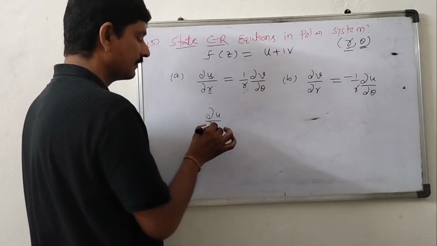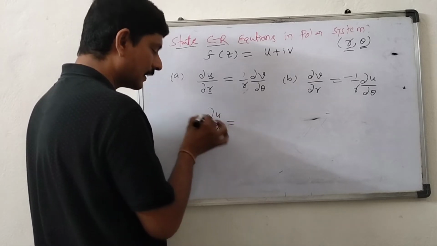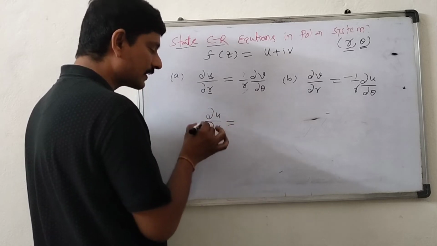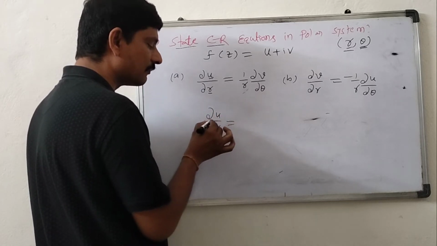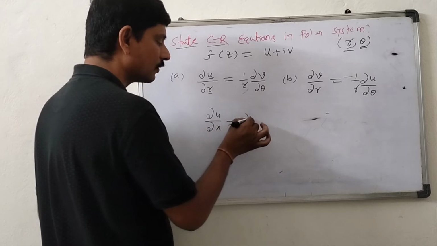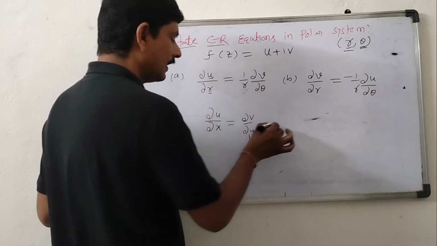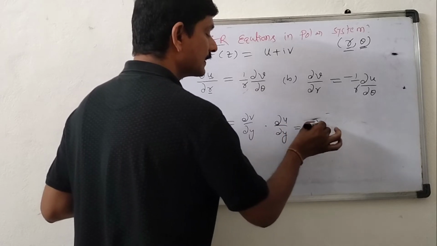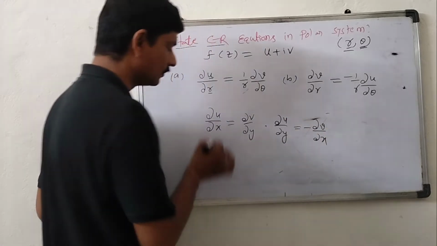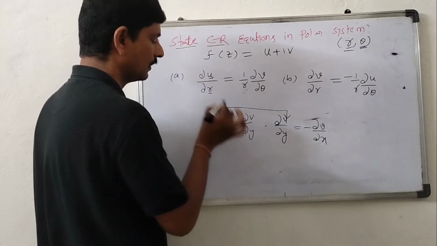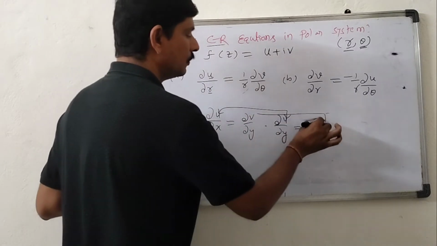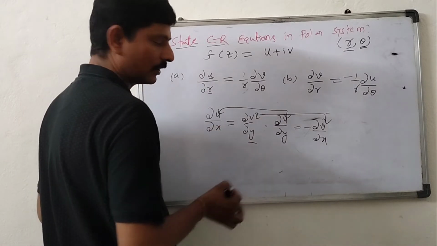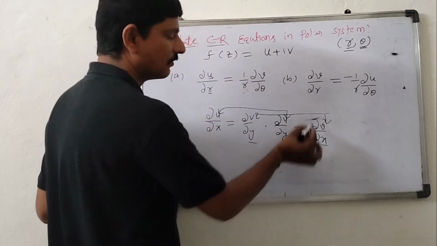Just to remind: yes, ∂u/∂x. The difference between polar and Cartesian system is this: in Cartesian system both LHS parts are in terms of u. ∂u/∂x is equal to ∂v/∂y, and ∂u/∂y is equal to minus ∂v/∂x. So both LHS parts are u, and both RHS parts are v. So with respect to x, with respect to y equal, and with respect to y, with respect to x equal, with the opposite sign.